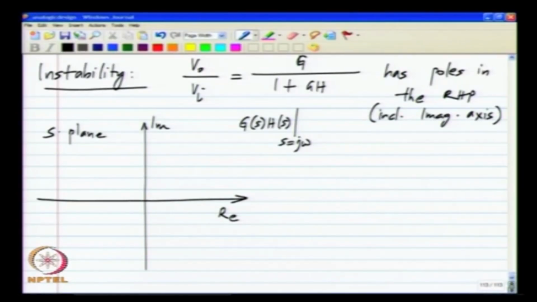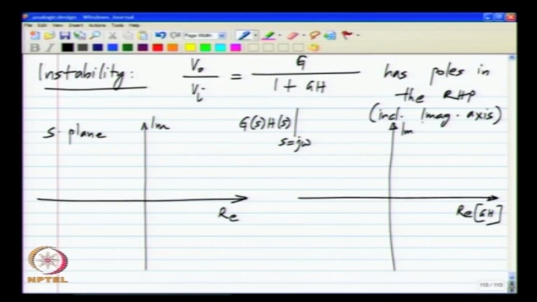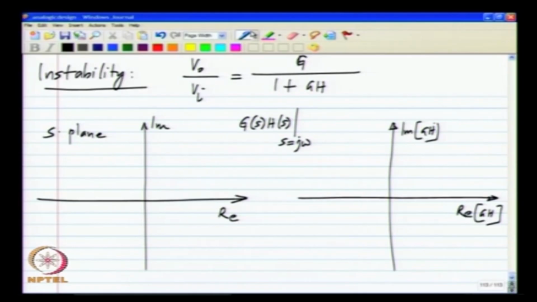So, you can evaluate G of s H of s and plot its imaginary part versus the real part. So, instead of calculating the polynomials, we simply calculate G times H for sinusoidal frequencies, S equals j omega, and then plot the imaginary versus real. Okay. We will later go into how this plot exactly looks like.